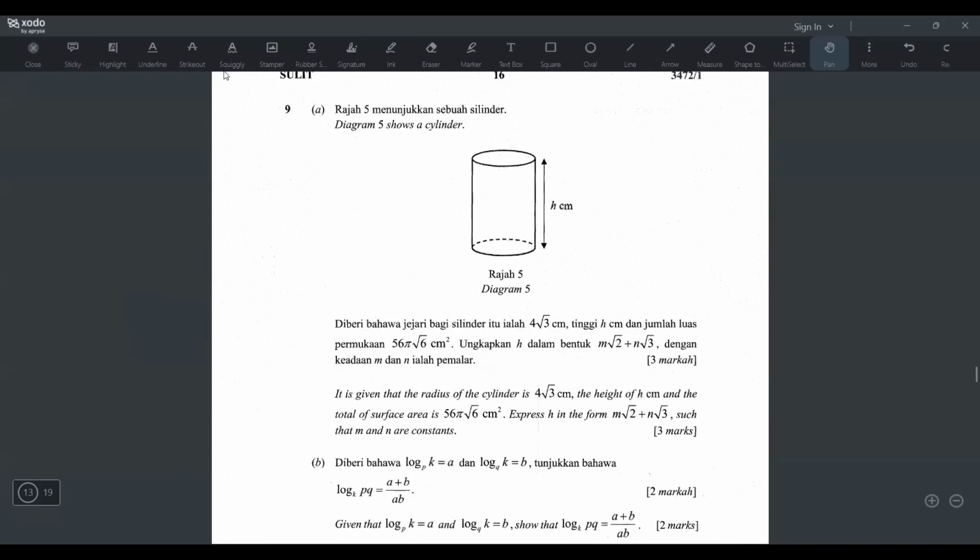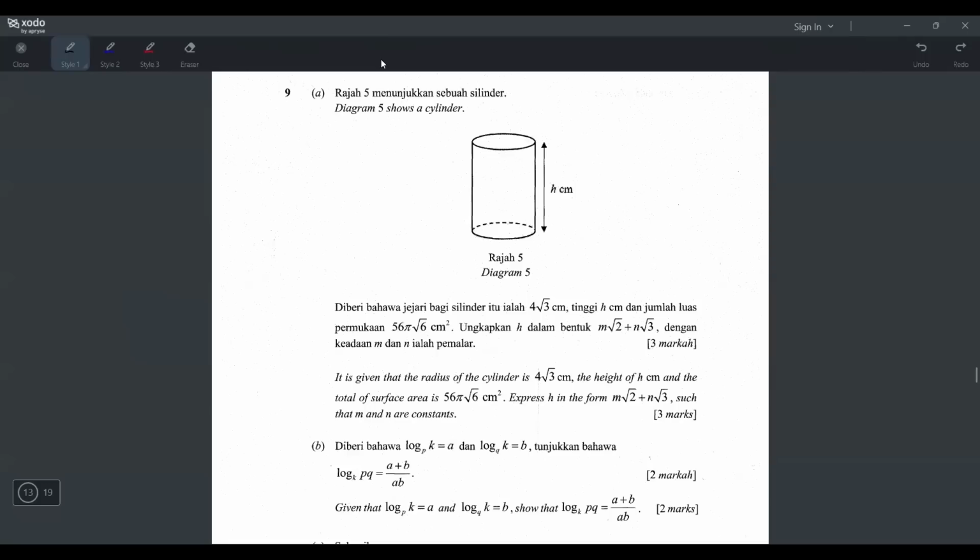Let's continue. Okay, number 9. Let's read. Diagram 5 shows a cylinder. So the cylinder height, they give you H cm, okay? It is given that the radius of the cylinder is 4 square root 3. Okay, label r equals 4 square root 3, the jari. So if they give you radius and height, then maybe we can find the volume. Okay, I don't know what they want yet, so let's read.